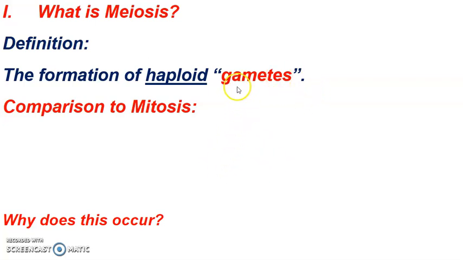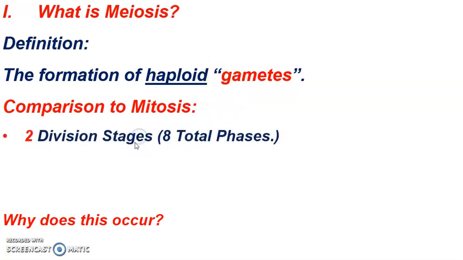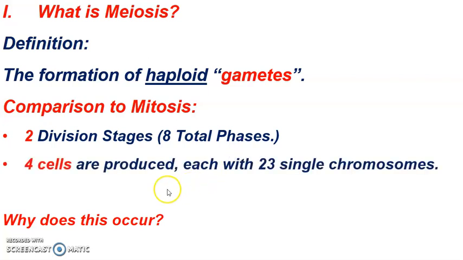It is going to be similar but yet different to mitosis as far as comparison goes. In meiosis, there are actually two division stages as opposed to only one, and we'll have a total of 8 phases. So we're going to see a PMAT1 and a PMAT2. We'll be producing 4 cells instead of 2. And in humans, each one of these 4 cells will have 23 single chromosomes as opposed to 46.